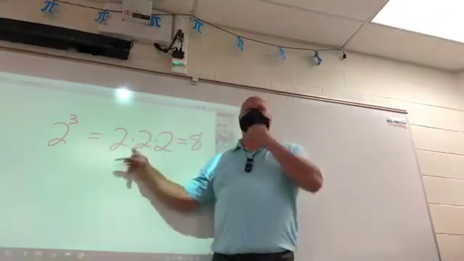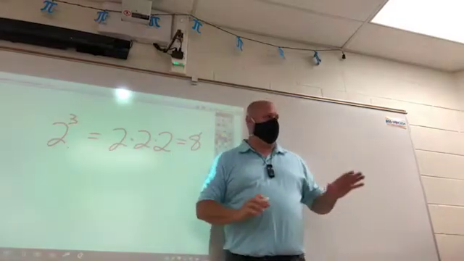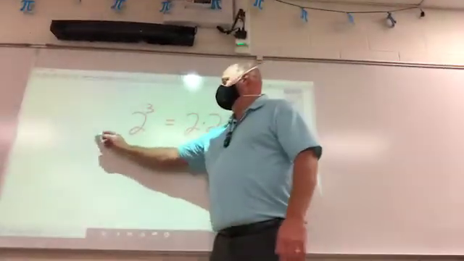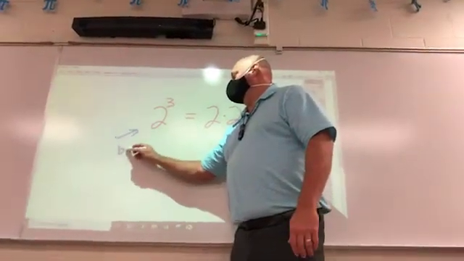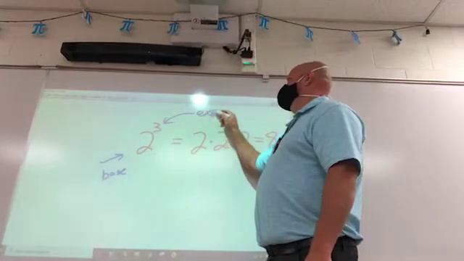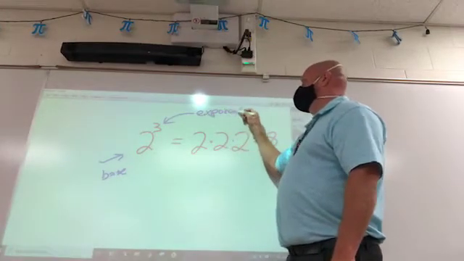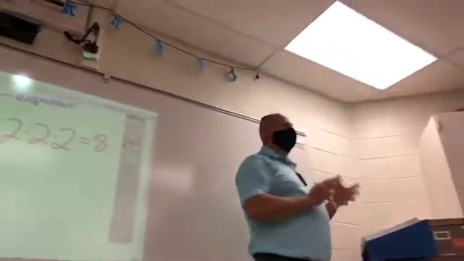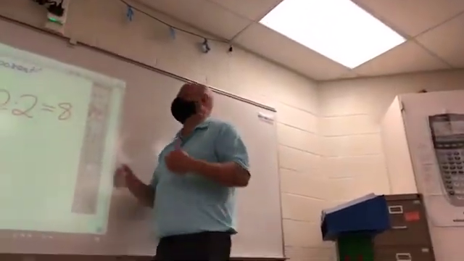2 times 2 is 4. 4 times 2 is 8. Simple enough? With these, that 2 is known as the base, and the 3 is the power or the exponent. Okay? Simple enough? Now, one problem that a lot of people mess up.